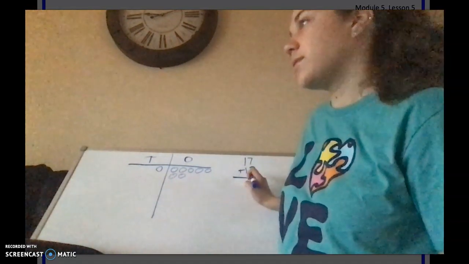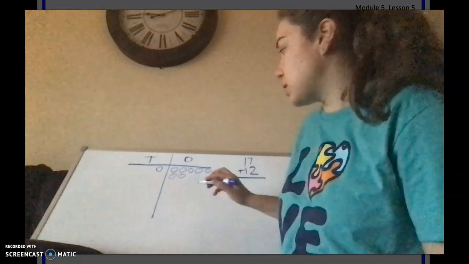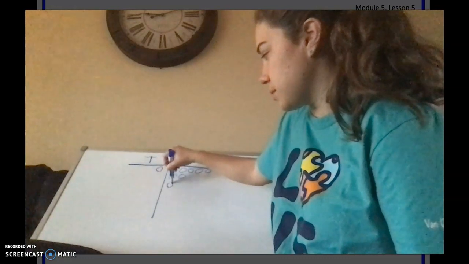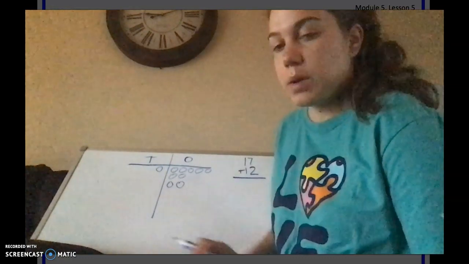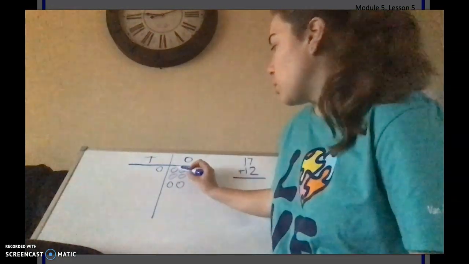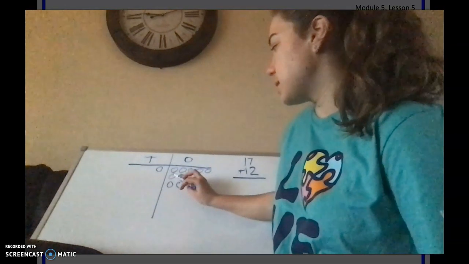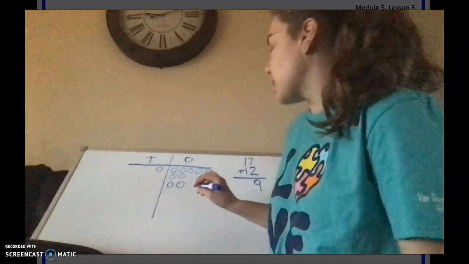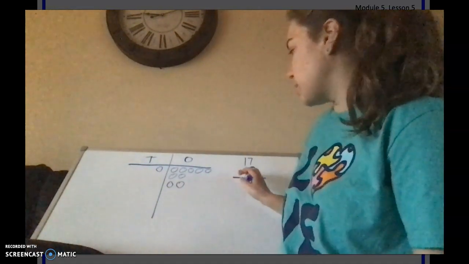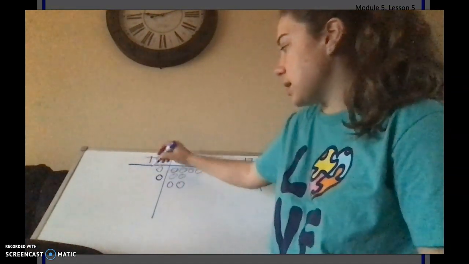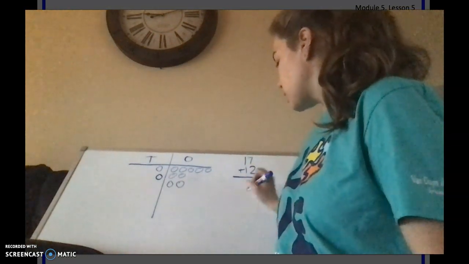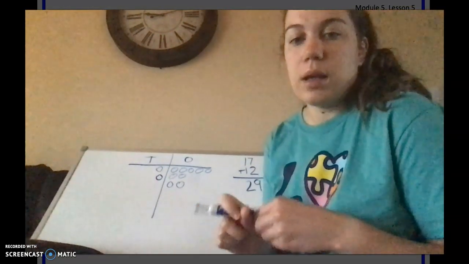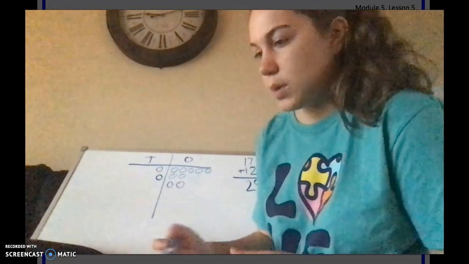Now we have to add 12. Remember, we always start in our ones column, so we did 2 more ones. Now, how many ones do we have? Let's see. 1, 2, 3, 4, 5, 6, 7, 8, 9 ones. Good. Now we do 1 plus 1, so we add 1 more ten. That's 2. So that's 29. So 17 plus 12 is 29.